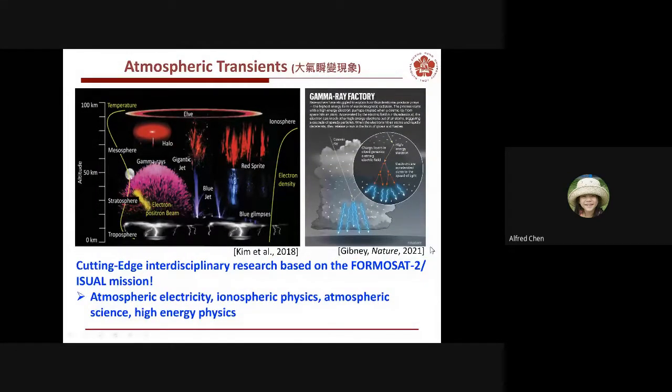So the atmospheric transient, 大气瞬变现象, has become a cutting-edge interdisciplinary research. In this research, we also have some very good experience, especially for lightning and transient luminous events, based on the Formosa 2 and the ISUAL missions. This interdisciplinary research covers atmospheric electricity, ionospheric physics, atmospheric science and high energy physics.